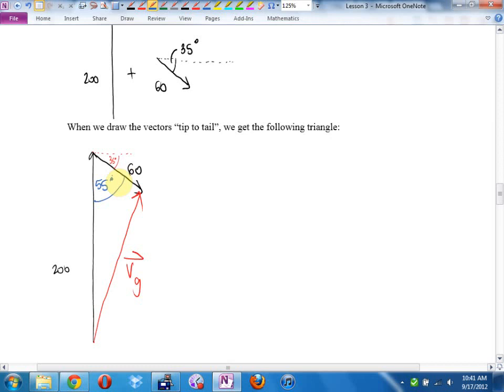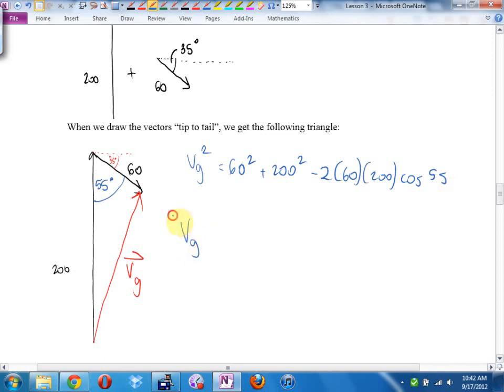What's the cosine? Okay, this is the one from our formula. It's something squared equals something. VG squared equals 60 squared plus 200 squared minus 2 times 60 times 200 times the cosine of the angle across from the mystery, 55. Don't forget to square root because you're finding VG squared. What's the magnitude of the ground velocity, the ground speed, the speed relative to the ground?